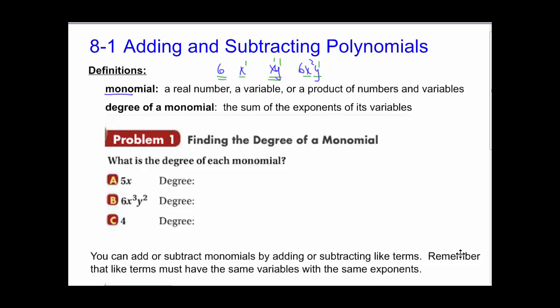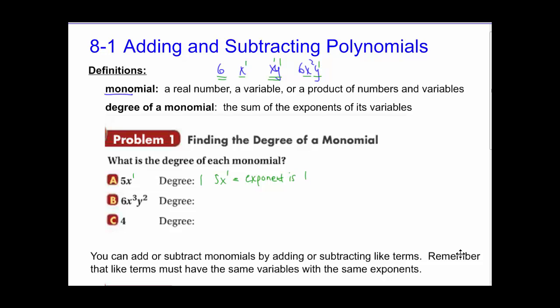Okay, so finding the degree of a monomial. If we look at a, 5x, we know that the x is raised to the first power. So what this is going to tell us is the degree is 1. So 5x to the 1, the exponent is 1. So its degree is 1.